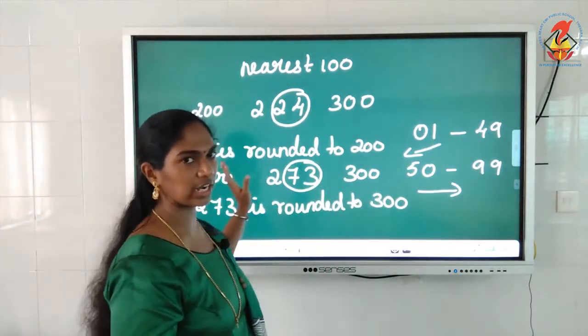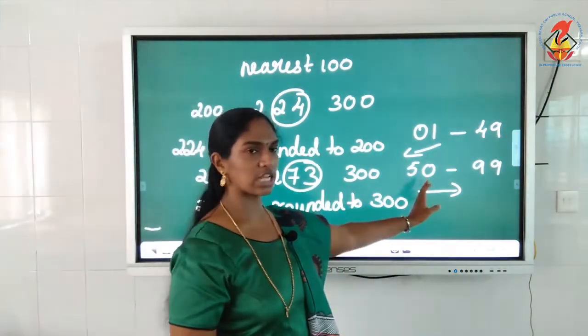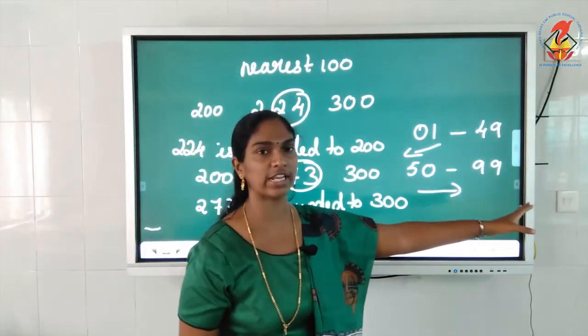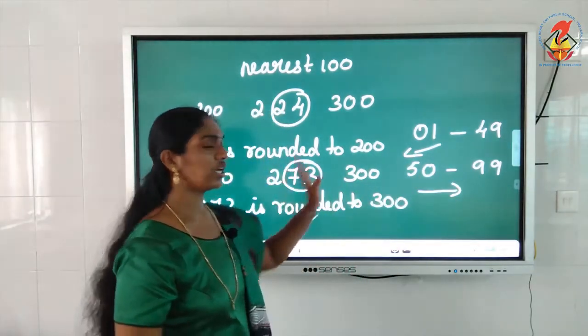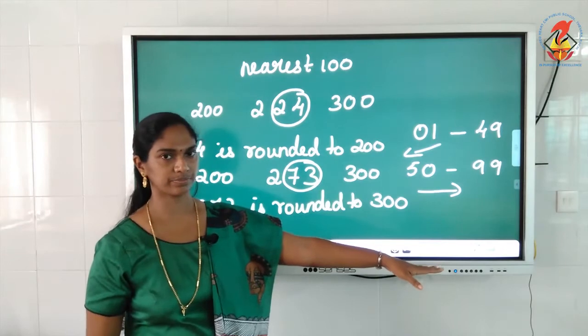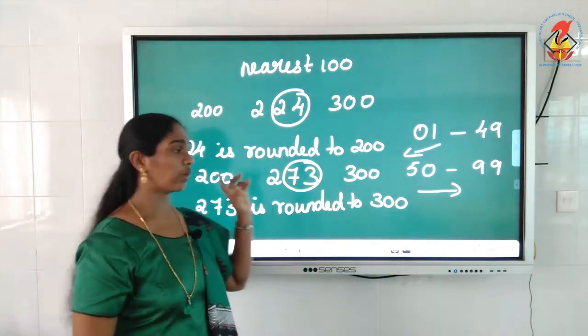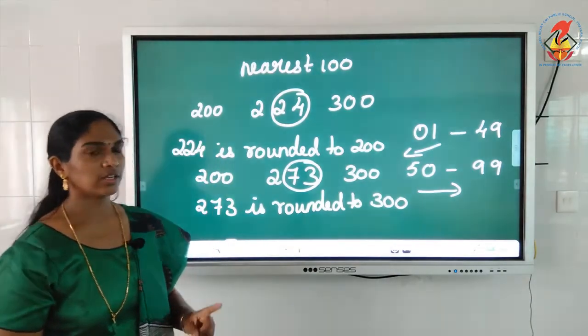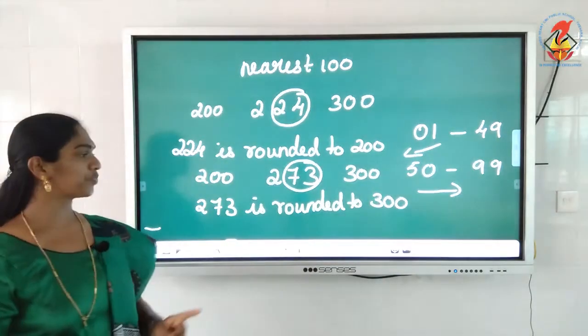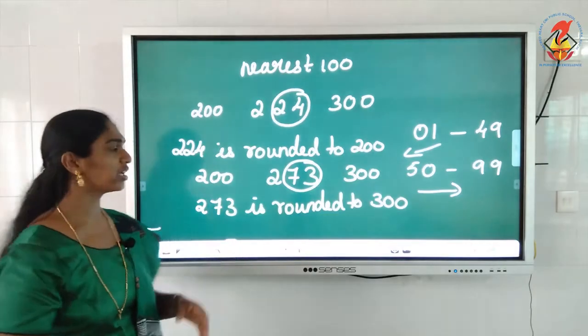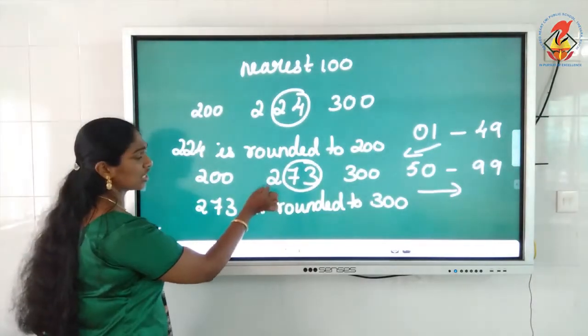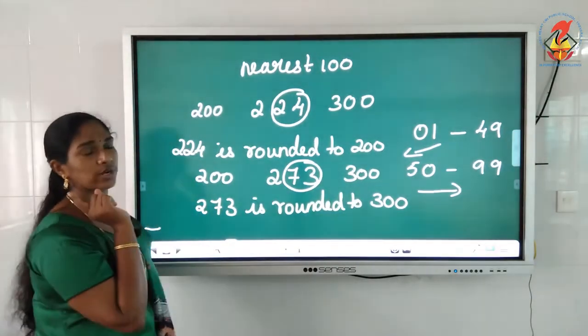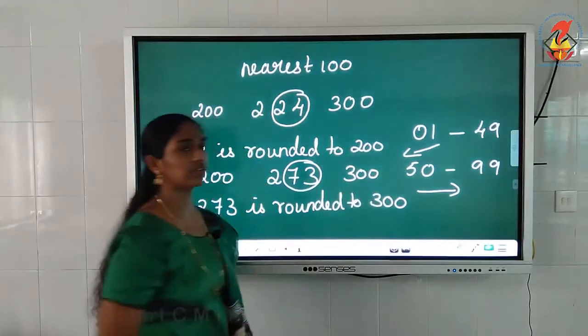Clear, children? So, if the last two digits are from 00 to 49, it will go to the first 100, and if the last two digits are from 50 to 99, it will go to the next 100. And one more thing, you have to take the correct 100. Only then your answer will be correct. To take the correct 100, it is very easy. You take the first digit. Here it is 2. So, the first 100 is 200. The next 100 will be 300.